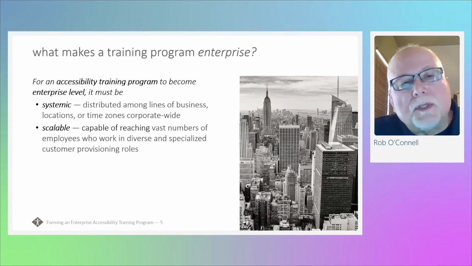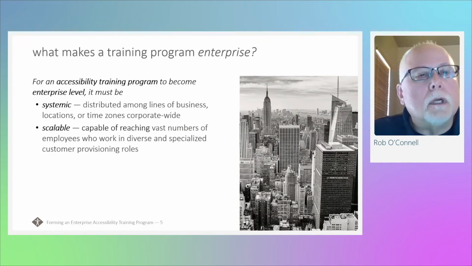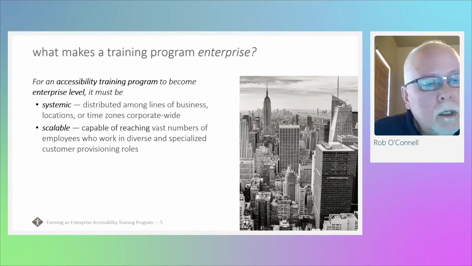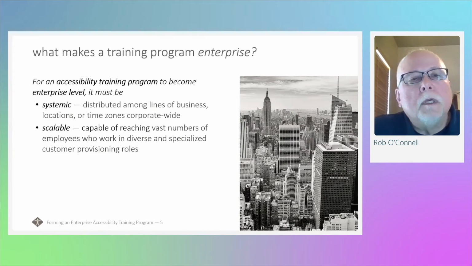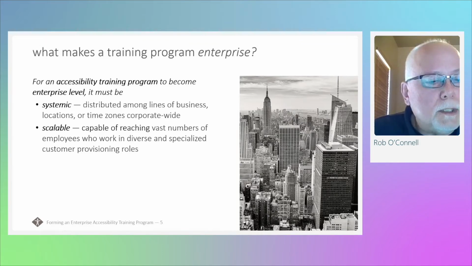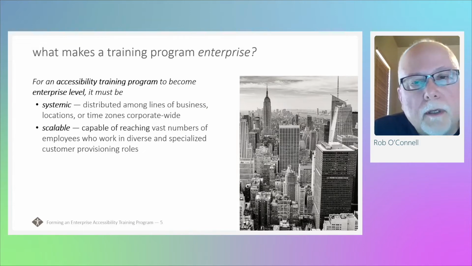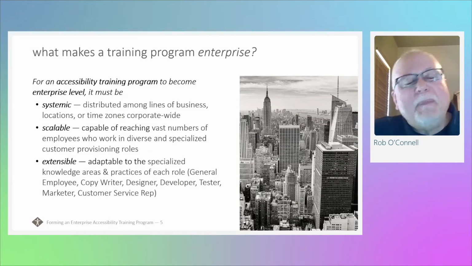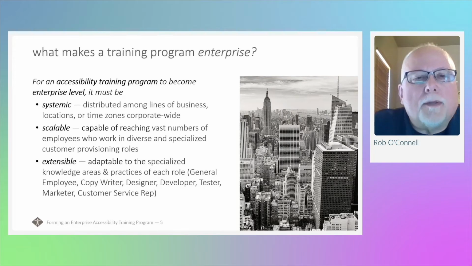So something that's systemic is infused into the company. Something that's scalable then would be broad ranging. It had to be capable of reaching a vast number of employees who work in diverse and specialized customer provisioning roles. And not only did it need to be broad ranging, but it also needed to be varied and peculiar. And that's what I mean by extensible. It means that it could be adapted to the specialized knowledge areas and practices of each role.